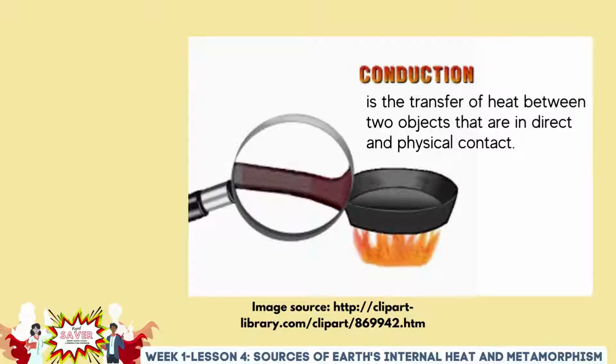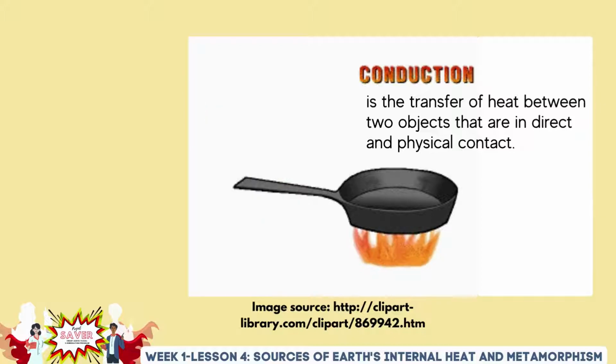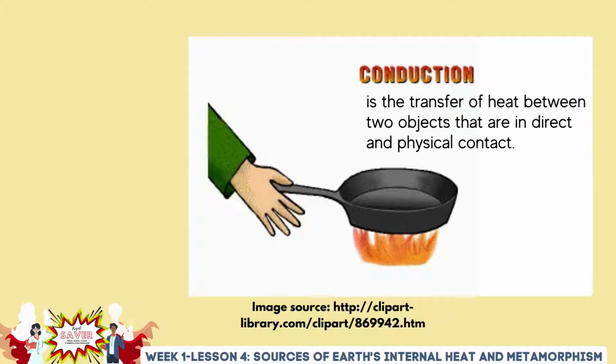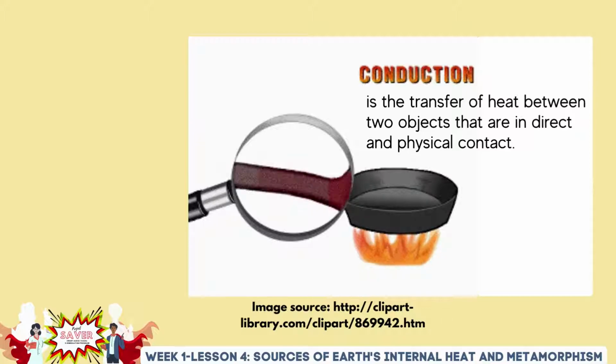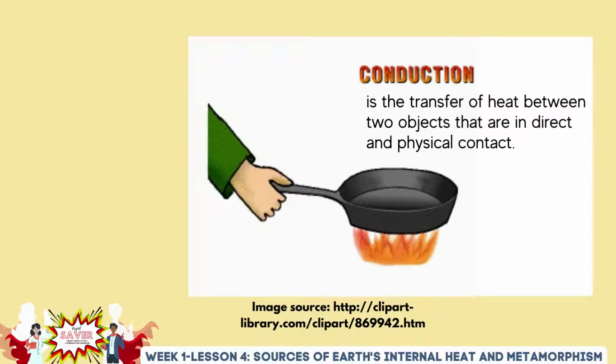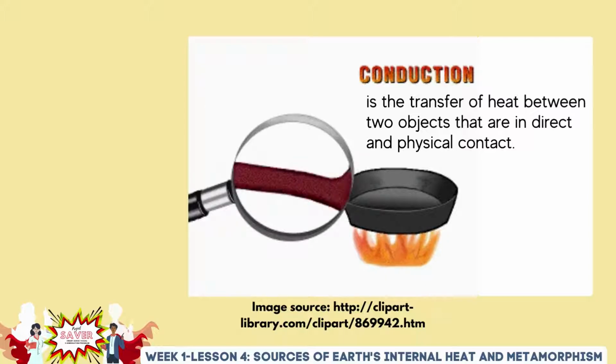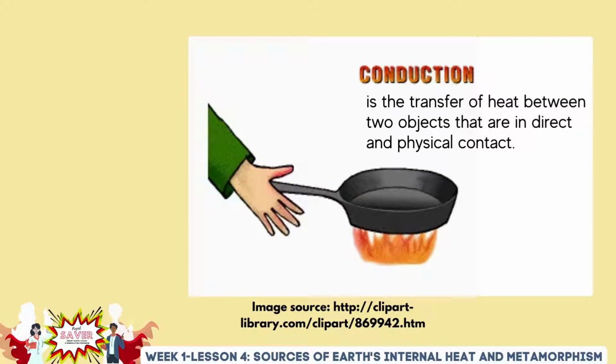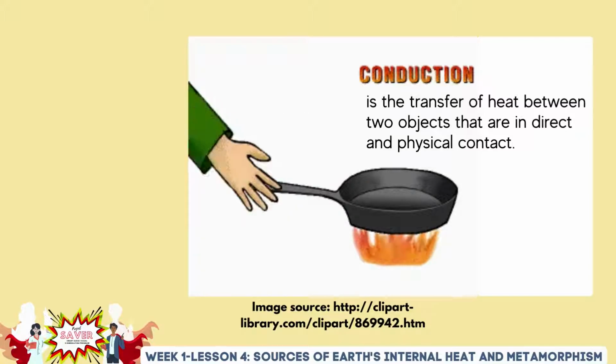Paano nagpo-flow ang internal heat ng Earth? Para mas maunawaan natin, balikan natin ang lesson tungkol sa three types of heat transfer. Ang three types of heat transfer ay conduction, convection, and radiation. Conduction is the transfer of heat between two objects that are in direct and physical contact.